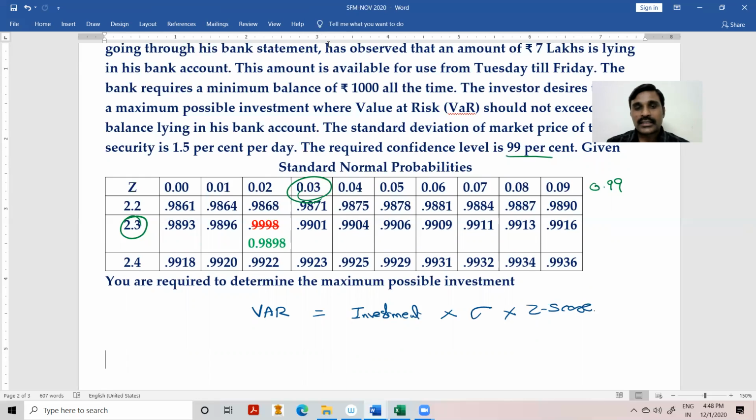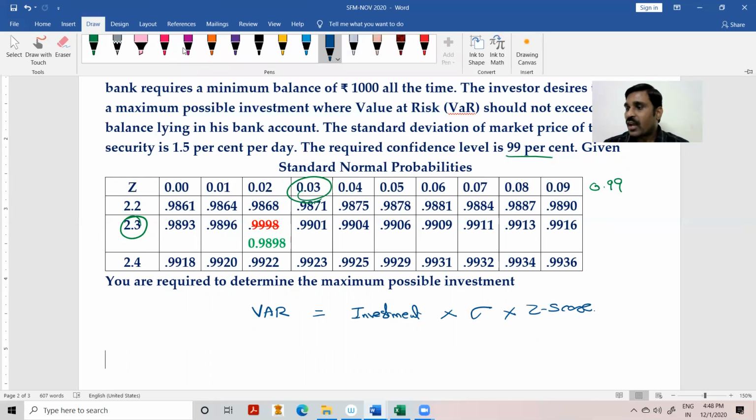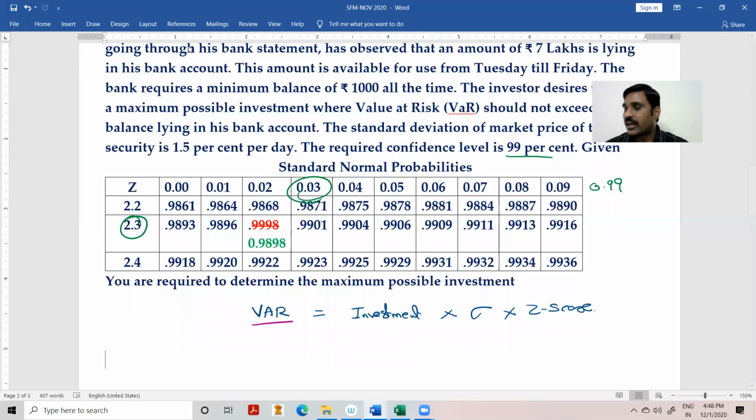So now the point is they have given this value at risk indirectly, as a hint, and you have to compute the investment. Just by interchanging the formula, you can compute it. Sir, what is the value at risk? Look at this. What is the value at risk they have given?